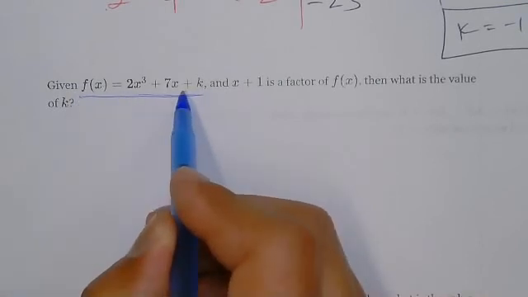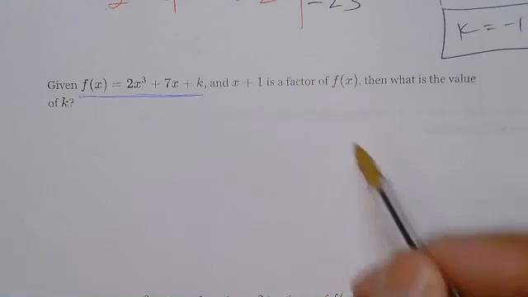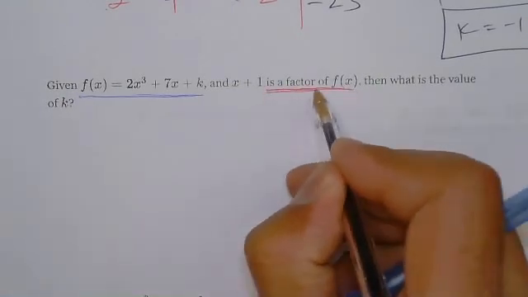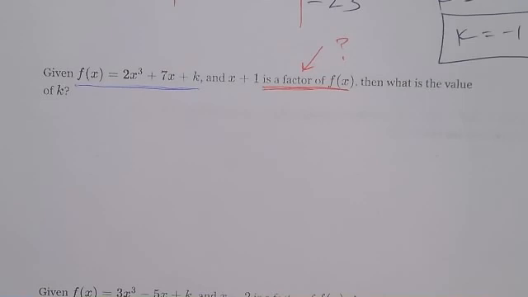What's going on here? Given that here's the polynomial with the k right there, given that f of x and x plus 1 is a factor. Here's the key thing. You got to understand that. If you don't understand what this means, then you don't know what the remainder is. Then what is the value of k? Okay. Can do synthetic division. Yeah, you can do synthetic division. You just don't understand this part. Ready? Here it goes.